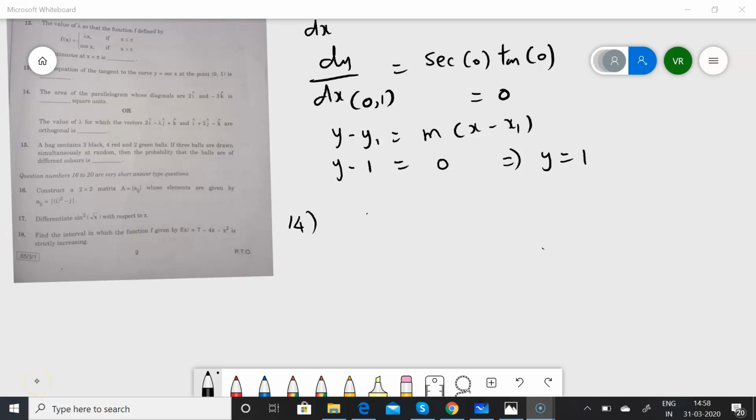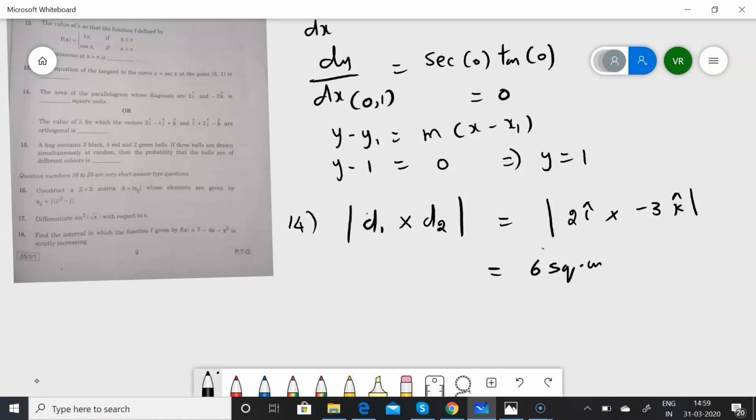14th question. The area of the parallelogram whose diagonals are 2i and minus 3k is ___ square units. So the area of the parallelogram whose diagonals are, let them be d1 and d2, is modulus of d1 cross d2, which is equal to modulus of 2i vector cross minus 3k vector, which is nothing but, now we know i cross k is minus j, so it is now going to be minus of minus 6, which is equal to modulus of 6, which is 6 square units.